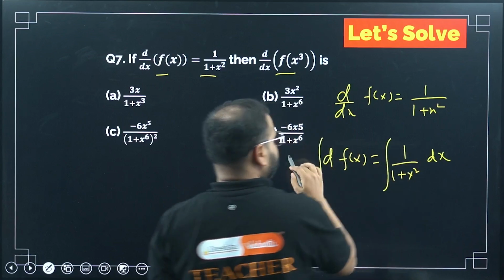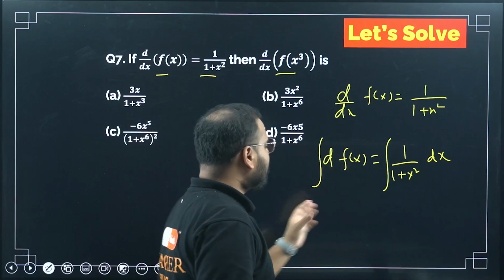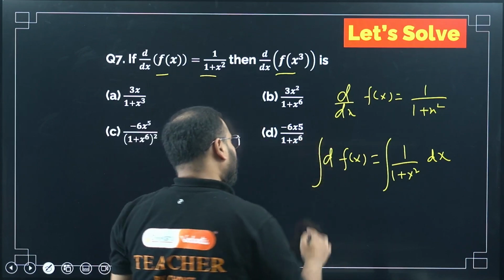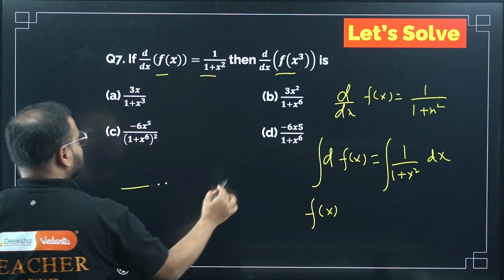Integrate this now. What will I get on this side? d of f(x) means a very small change in f(x). If I integrate all the small changes of f(x), you'll get f(x) only. Think about it. If the function is, let's say, defined like this.